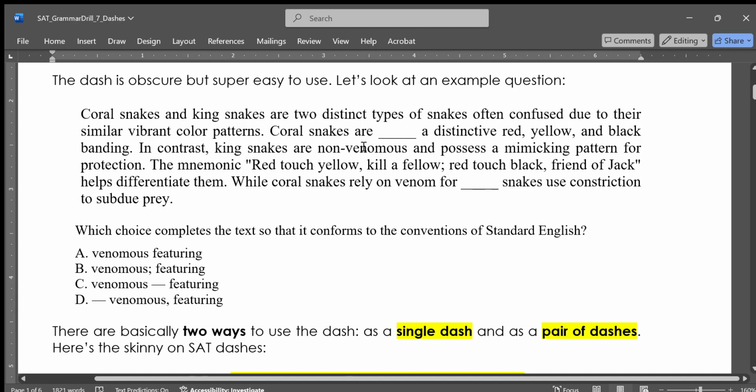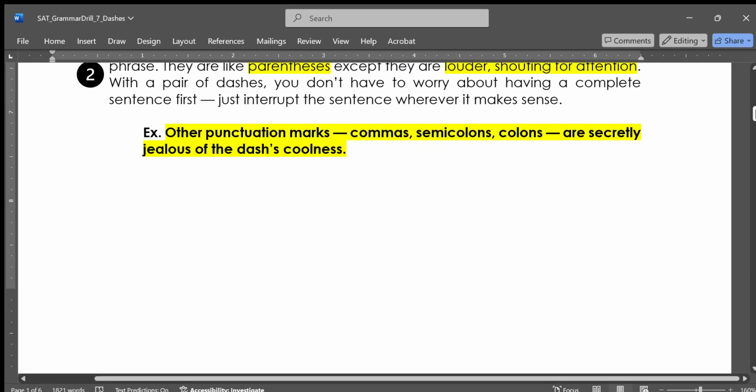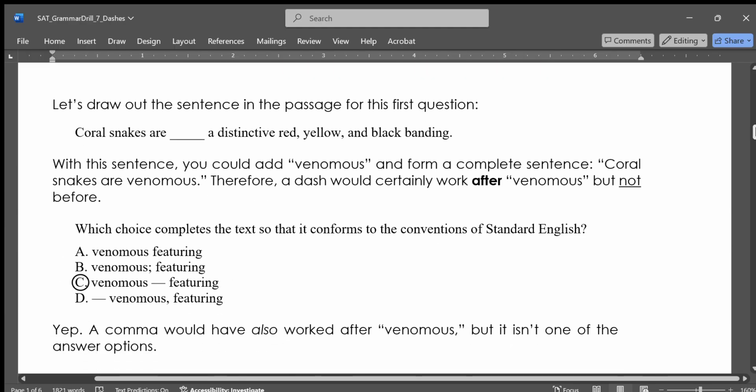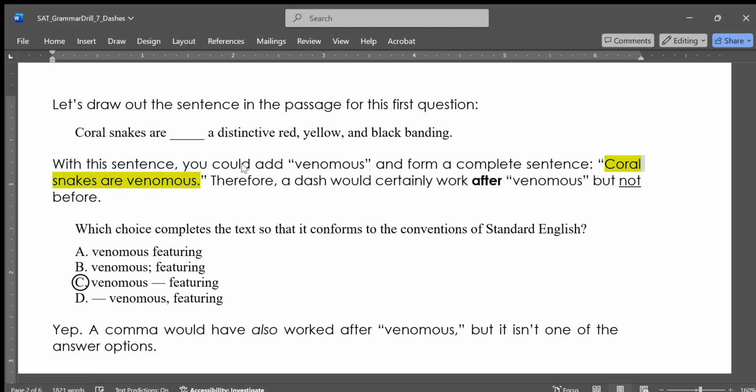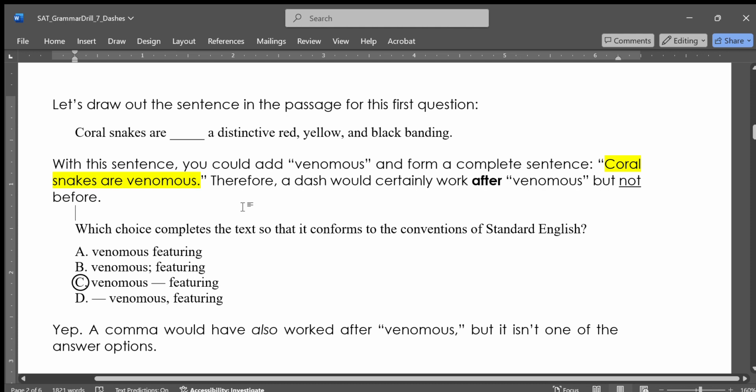And so it says coral snakes are venomous, featuring a distinctive red, yellow, and black banding. So now I have this word venomous. So I'm going to scroll down here and kind of walk you through how I work through this answer. If you think about it, if I put the word venomous in that sentence, that makes a full sentence. I could say coral snakes are venomous, period. And that works.